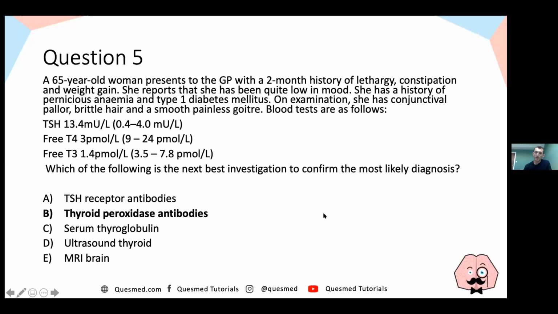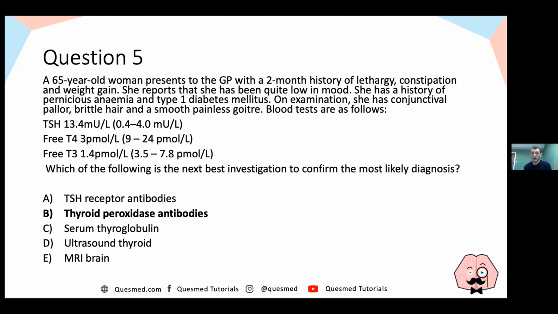Excellent. So the right answer is thyroid peroxidase antibodies. This is a 65-year-old woman who's presented with signs and symptoms consistent with hypothyroidism, and her biochemical findings are also consistent with primary hypothyroidism. She has a painless goiter, and she has a history of autoimmune disease, which points us towards an autoimmune cause, and the most common autoimmune cause of hypothyroidism being Hashimoto's thyroiditis. And the antibodies most associated with Hashimoto's are thyroid peroxidase antibodies.